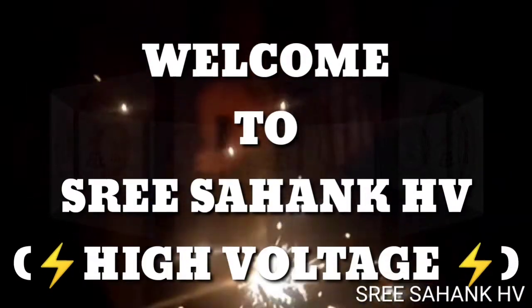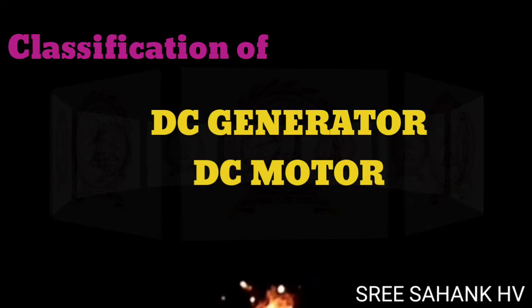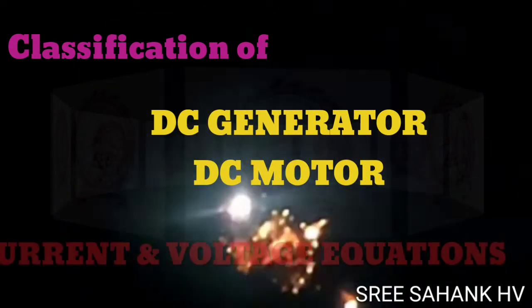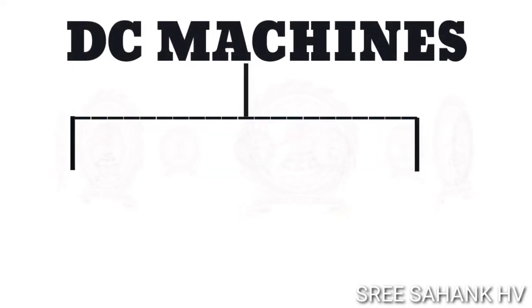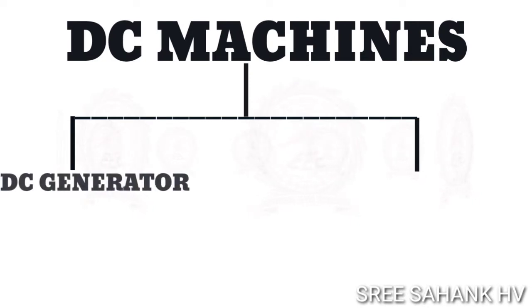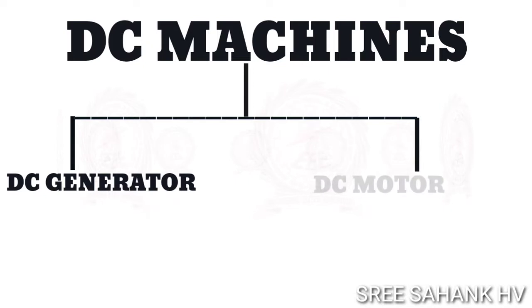In this article, we will learn more about classification of DC generator, DC motor and its current and voltage equations. Let's see, DC machines are classified into two types. First one is DC generator, second one is DC motor.